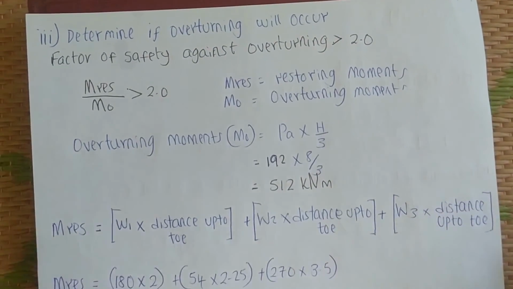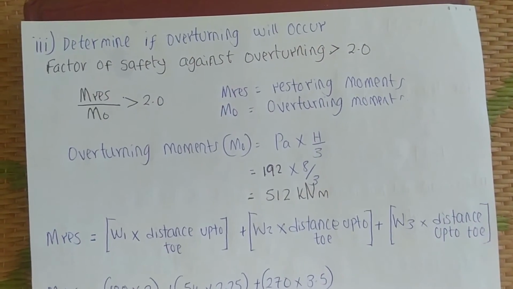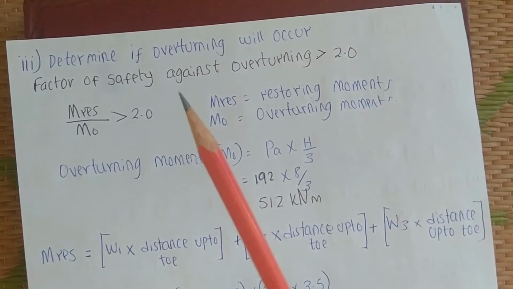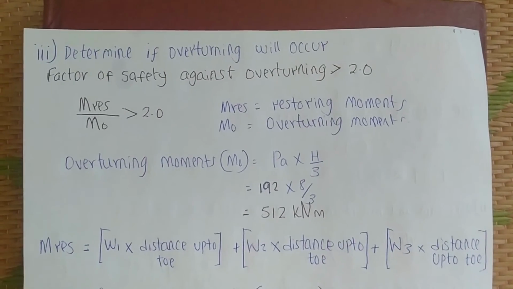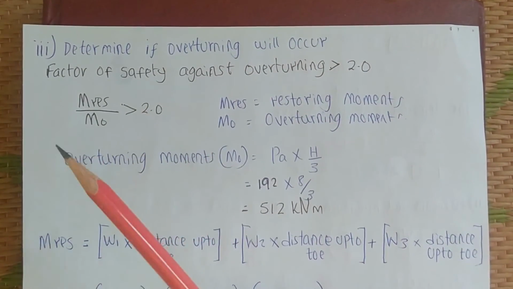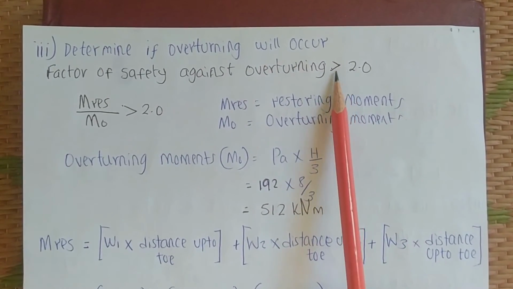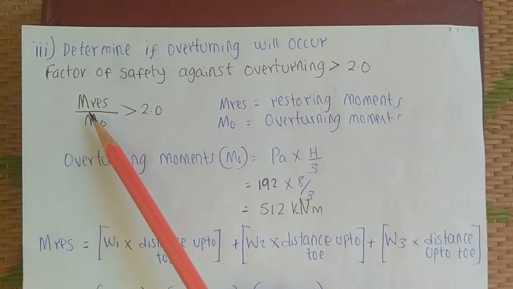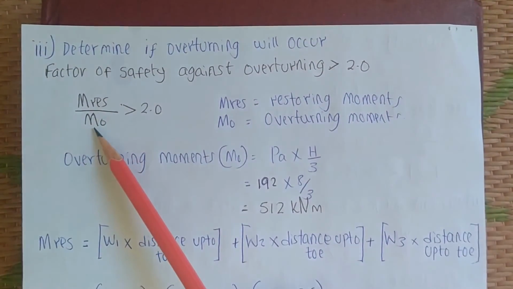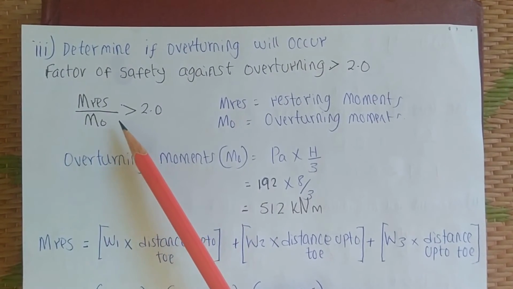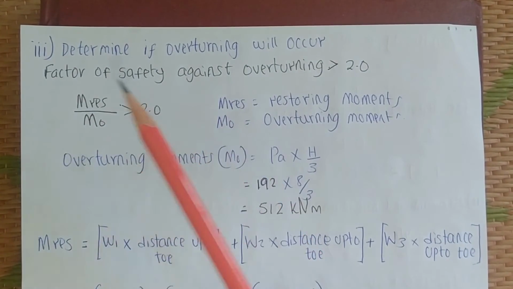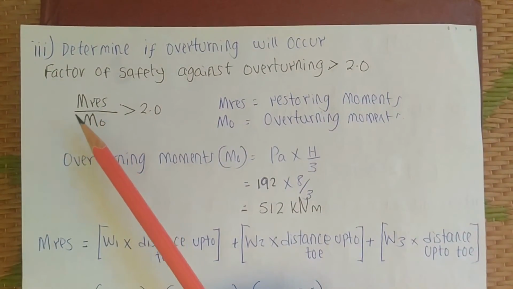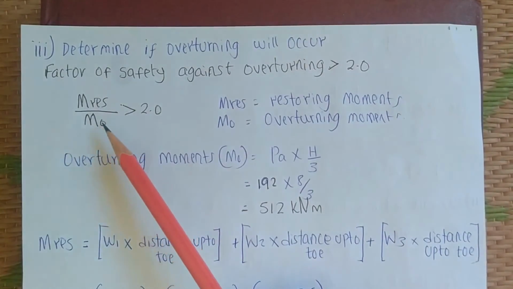Now we shall determine if the overturning will occur. So we are given the factor of safety against overturning, which should be greater than 2.0. So our M resistance all over the moment overturning should be greater than 2.0. This is restoring moments, M restoring, all over overturning moment.